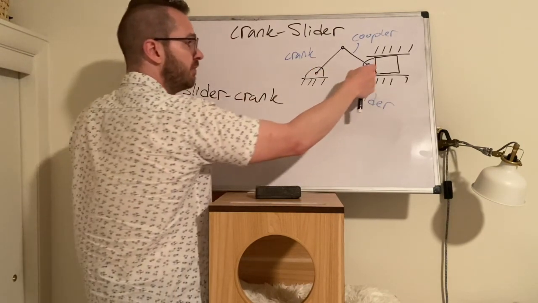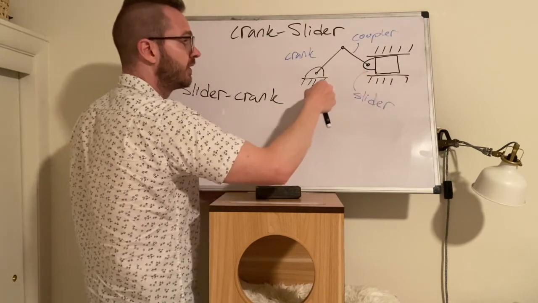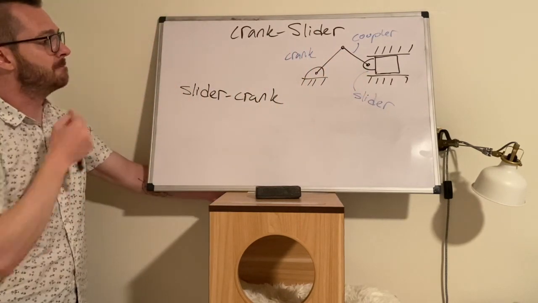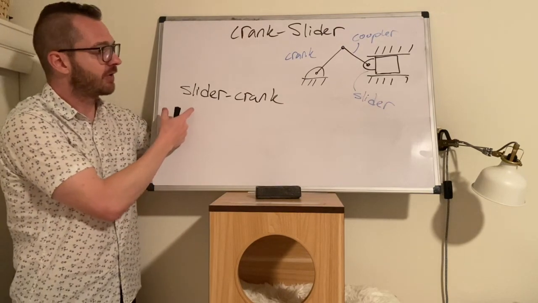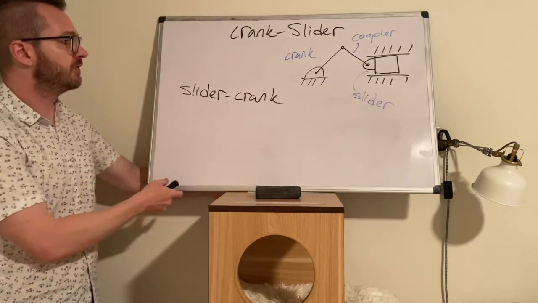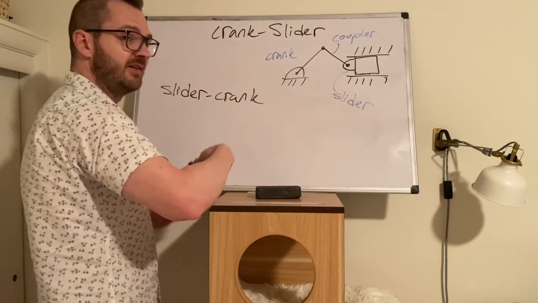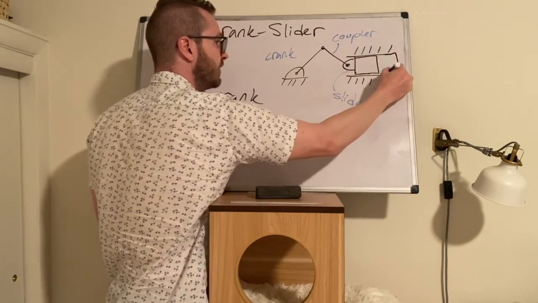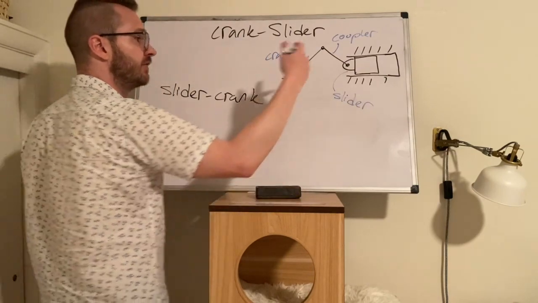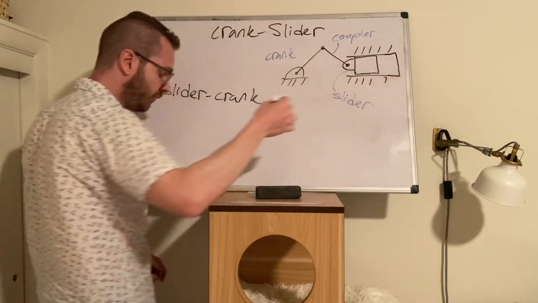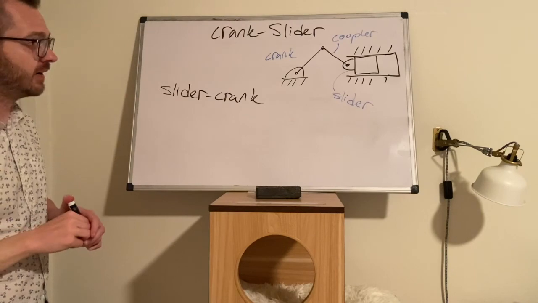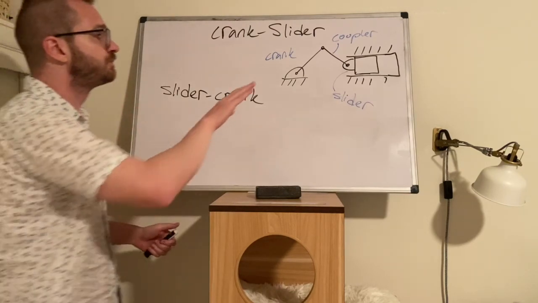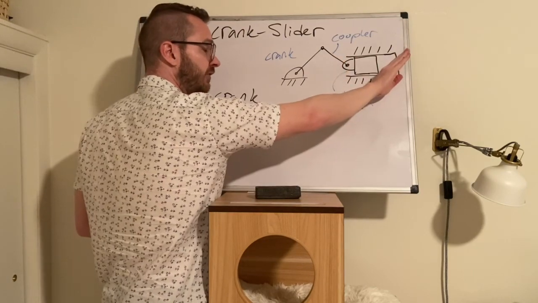So there is some motion now of this slider, and that's going to make the coupler move, and the coupler is going to make the crank move. A notable example of a slider crank is the internal combustion engine. So this would be the piston in your engine. And here is your combustion chamber. We're going to pump some high pressure air into this. We're going to inject fuel into it. This slider is going to compress.